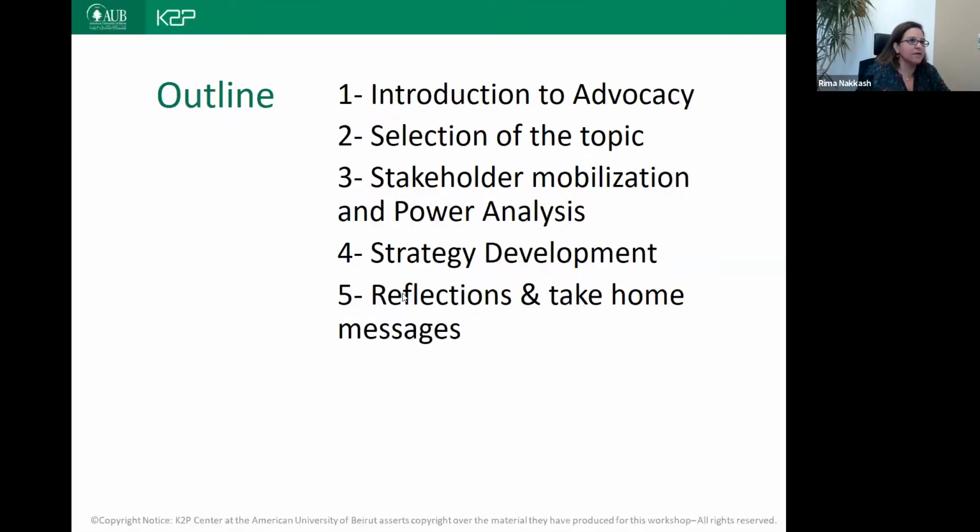to the next slide. Just as an outline, I will go through a few slides fairly quickly to review what advocacy is, and then we'll move through various examples, looking at how and which topics are appropriate for evidence-informed advocacy, and go through the processes of stakeholder mobilization, including how to conduct a power analysis, which is a very critical tool for advocacy, and moving to strategy development, tool selection, and a few reflections and take-home messages, and leave time for us to exchange any comments and any feedback from you, from your experiences also in public health and in advocacy.